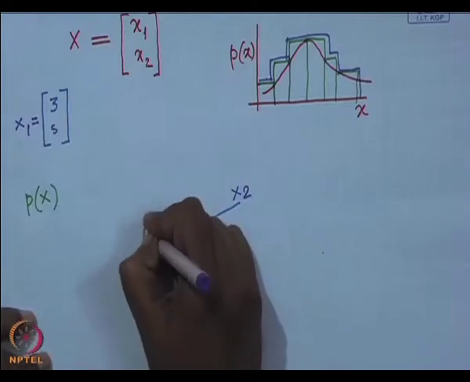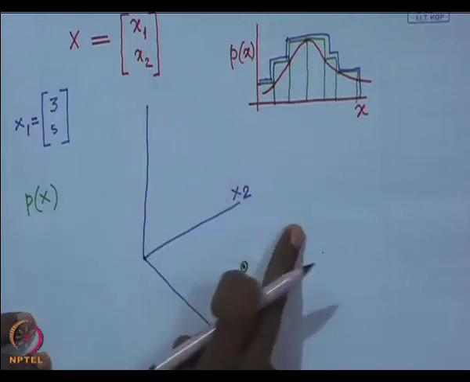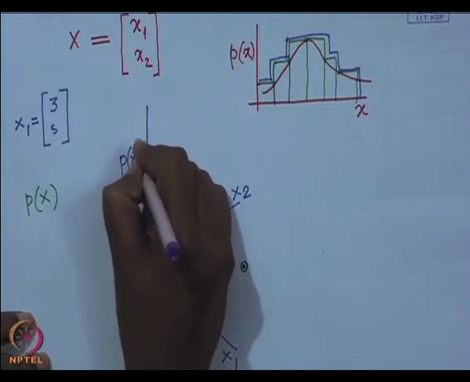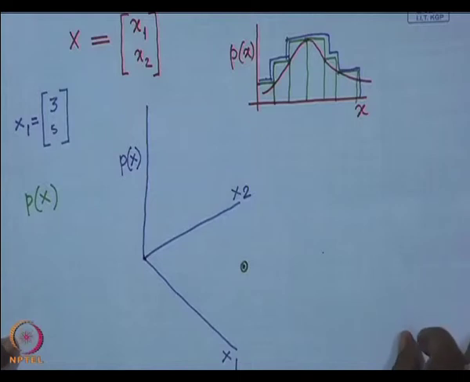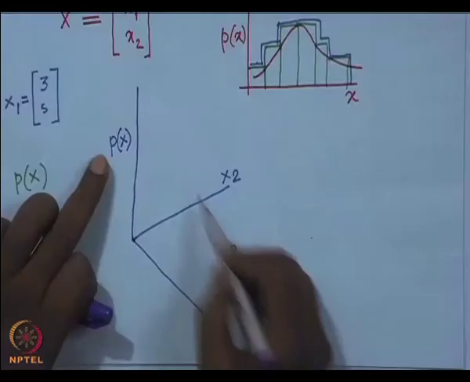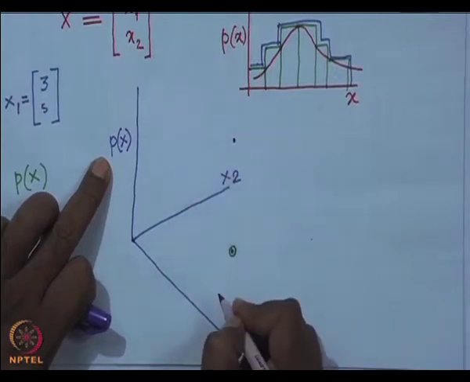represented on an axis which is perpendicular to both x1 and x2. So, what I get is a three-dimensional space: x1, x2 representing the plane in which all the vectors will lie, and another direction which is orthogonal to both x1 and x2, and that represents my p of x, where x is a vector. So, p of x for this particular case will be a point in three dimensions somewhere over here.